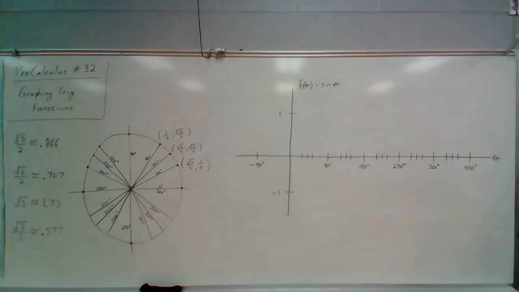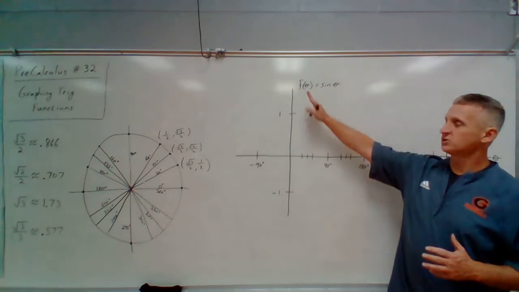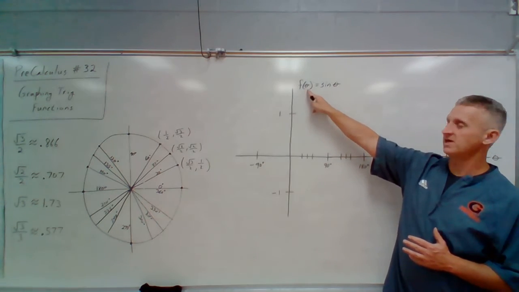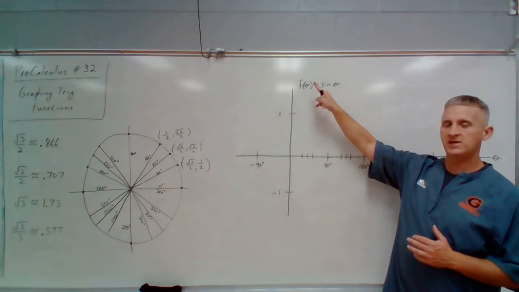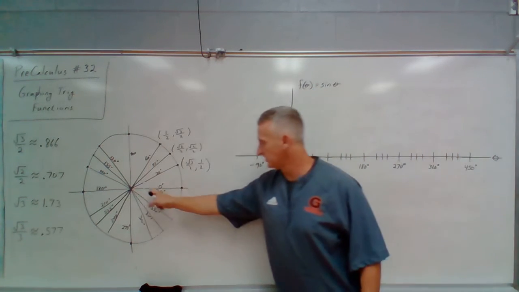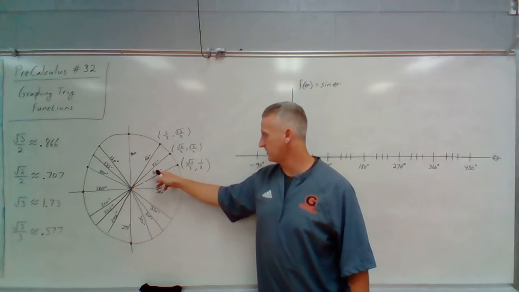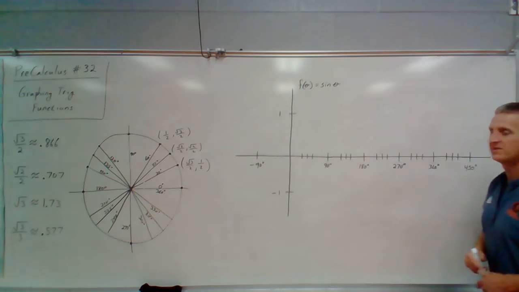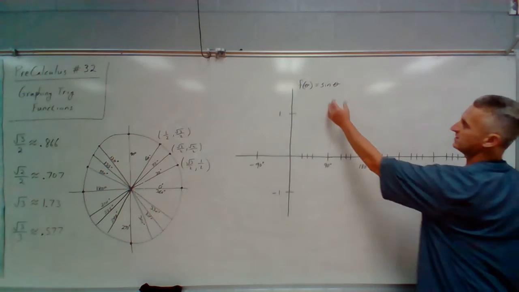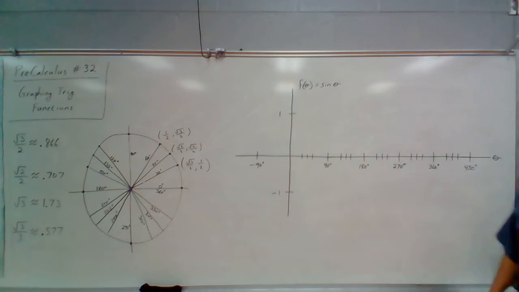Okay, let's graph some trig functions. So what do I mean by a trig function? A trig function is going to be a function where the input values are the theta angles, so the angles off this circle: 0, 30, 45, 60, and so on. The output, of course, then will be sine of whatever angle we plug in if we're graphing sine.